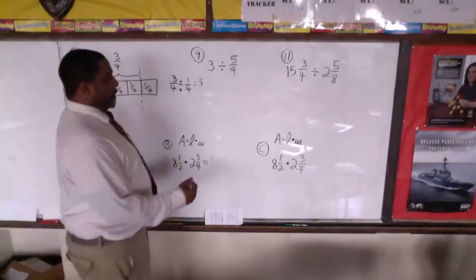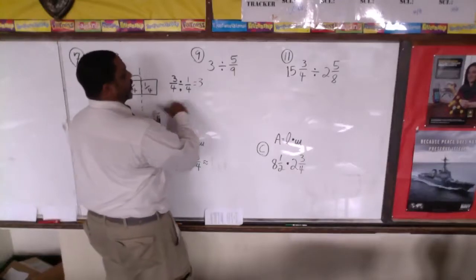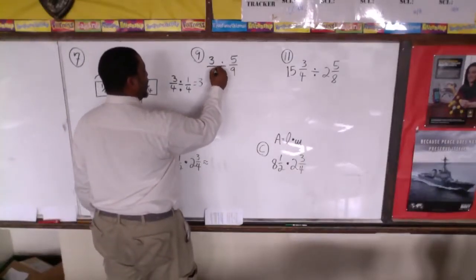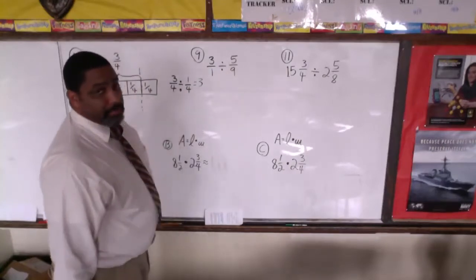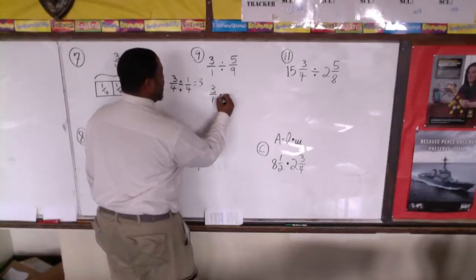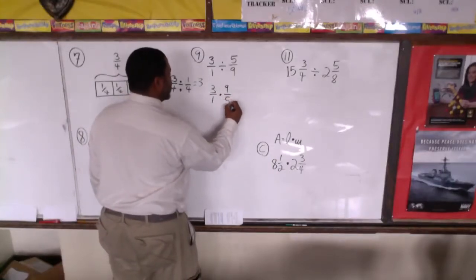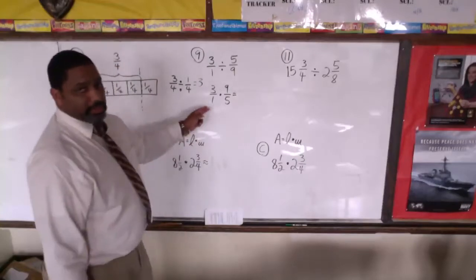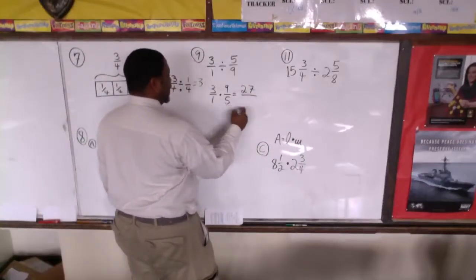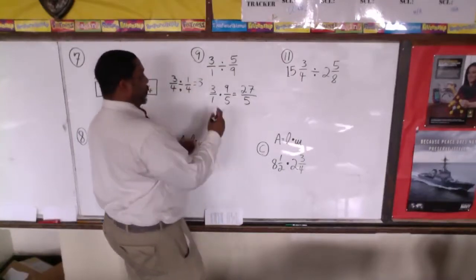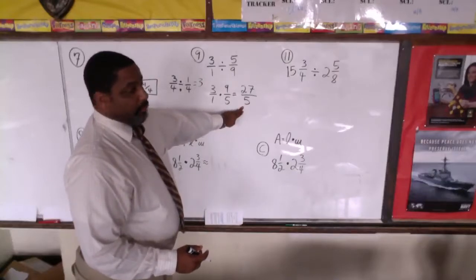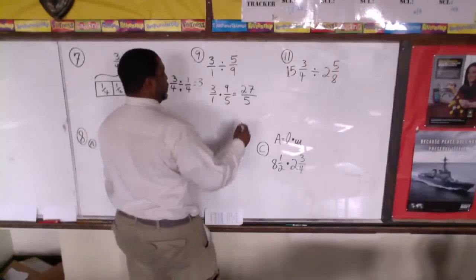Very simple division problem. We're going to start by converting our 3 to an improper fraction of 3/1. Then we're going to do our keep, change, flip. So we have 3/1 times 9/5. We're going to multiply straight across. 3 times 9 is 27. 1 times 5 is 5. So the solution for this is 27/5, which is an improper fraction.